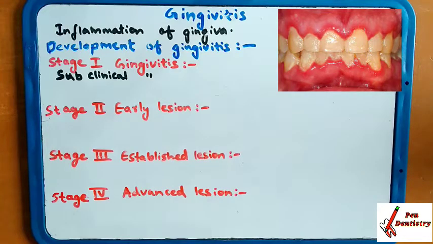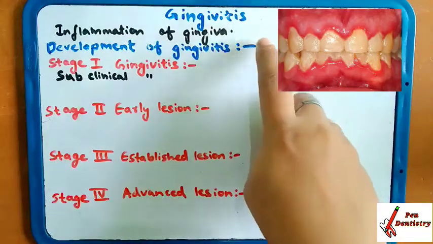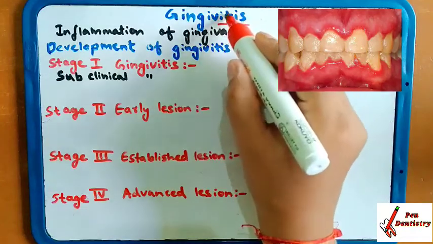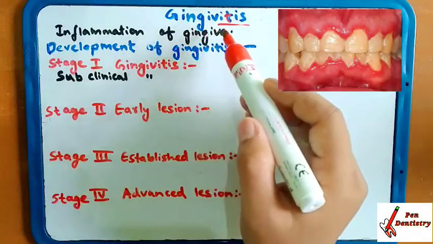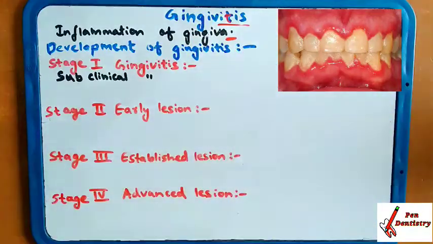Everyone, today our topic is gingivitis. What is gingivitis and how does it develop? That we are going to study here. The definition of gingivitis is inflammation of gingiva. Itis means inflammation. The inflammation of gingiva is known as gingivitis.